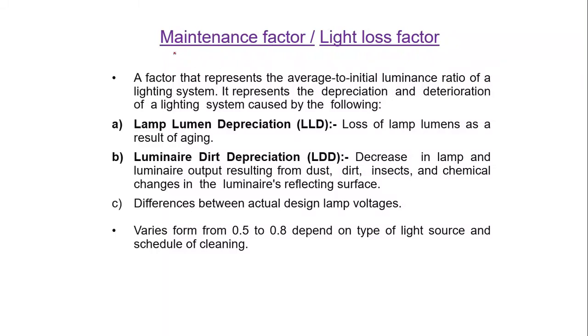So maintenance factor or light loss factor, a very important point I would be emphasizing much in depth while I would be going through the Dialux presentation. So maintenance factor is basically a factor that represents the ratio of average to initial luminance of a lighting system. I repeat, a factor or ratio of average to the initial luminance of a lighting system.